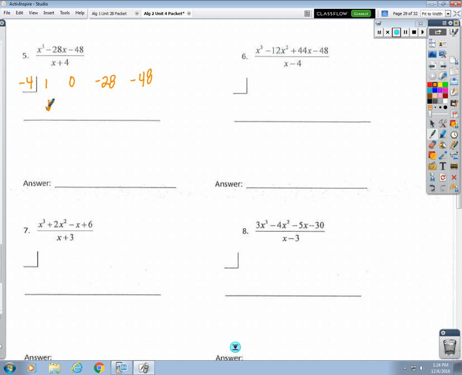We then bring down the 1, it multiplies by negative 4. 0 minus 4 is negative 4. You then multiply it by negative 4 to get a positive 16. When you combine those, what do you get? Negative 12. And then when you multiply it by negative 4, you get a positive 48, which gives you a remainder of, okay? So, what is the answer?